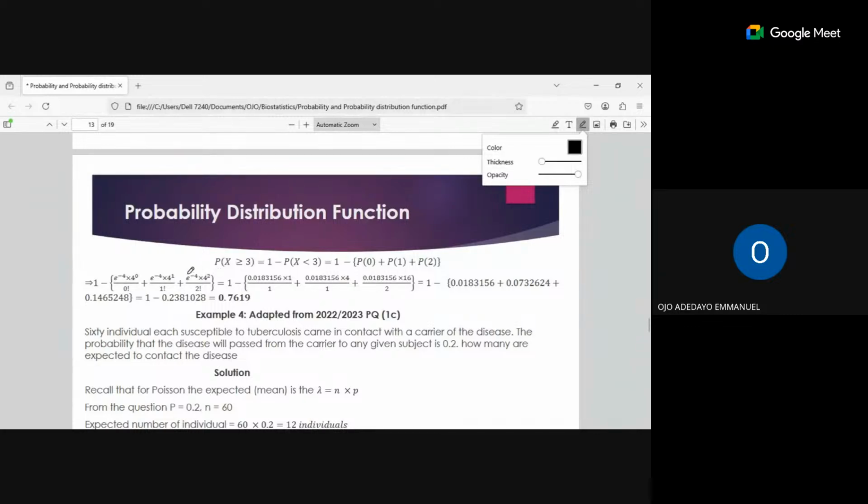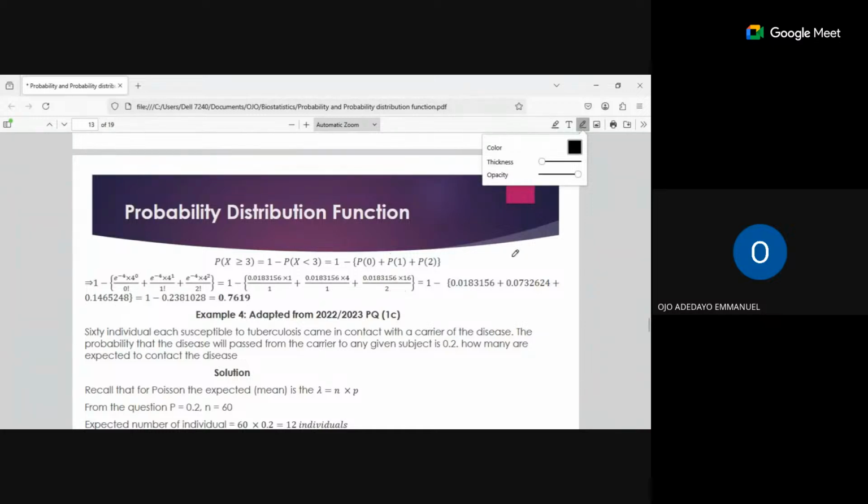Then the exponential minus lambda is this value here, divided by 2 factorial, which simply means 2 times 1 times 0 factorial, and 0 factorial is equal to 1. So we have 2 multiplied by 1, which is 2. That's why we're having our 2 here. So by the time you do justice to this, we have 1 multiplied by this divided by 1 will give you this. 4 multiplied by this divided by 1 will give you this. Then 16 multiplied by this divided by 2 will give you this.